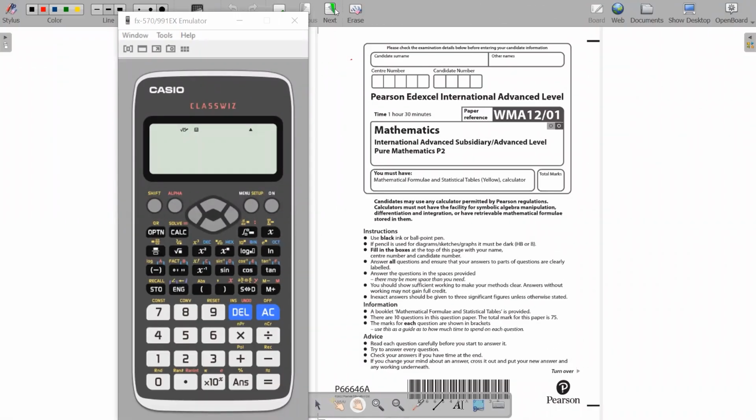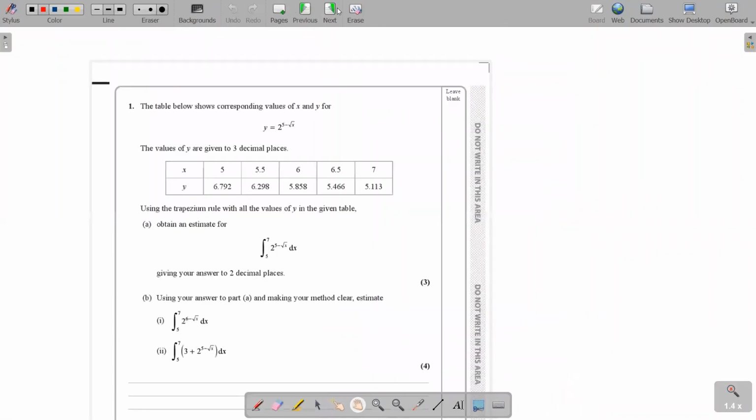Discuss the January 2022 P2 paper. Question number 1: the table below shows corresponding values of x and y for y equals 2 to the power 5 minus root x. The values of y are given to 3 decimal places. Using the trapezium rule with all the values of y in the given table, obtain an estimate for the integral of 2 to the power 5 minus root x, giving your answer to 2 decimal places.